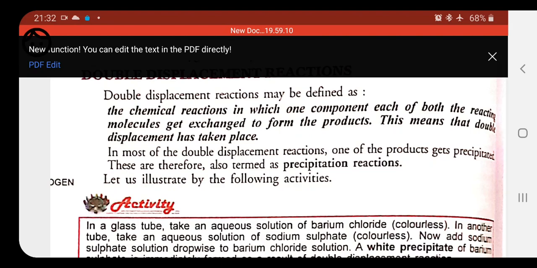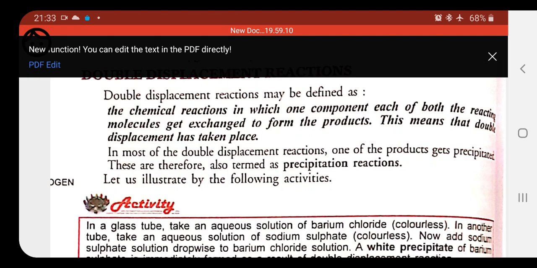Hi dear students, as we are doing revision in this video, let's start with the fourth type of chemical reaction, that is double displacement reaction. We have done three types of chemical reaction, that is combination, decomposition, displacement. Now this is double displacement.